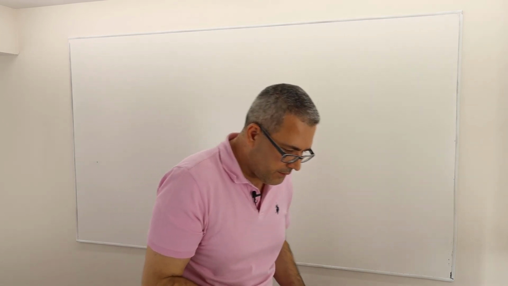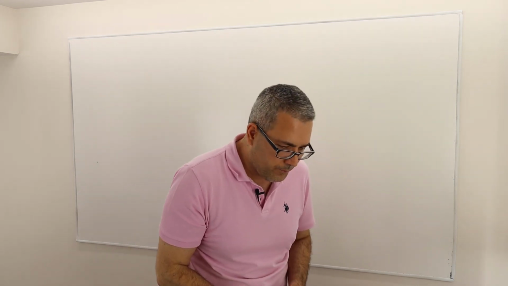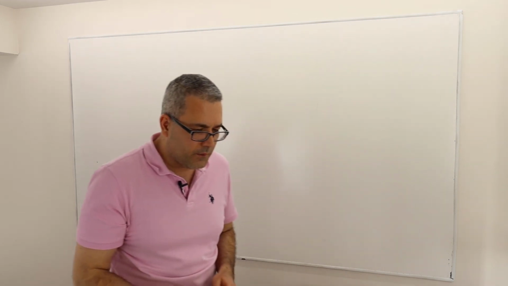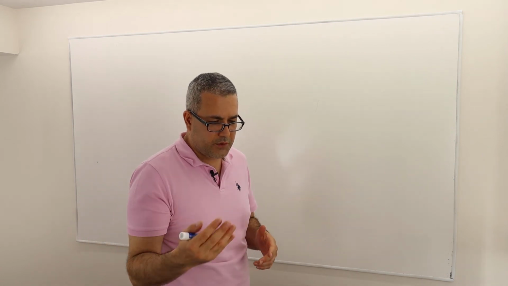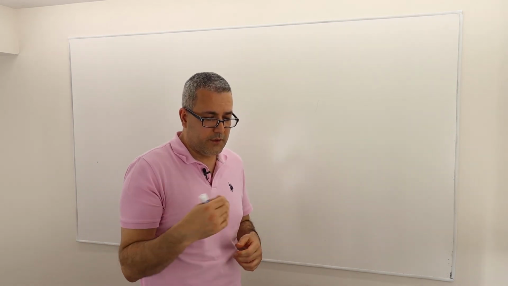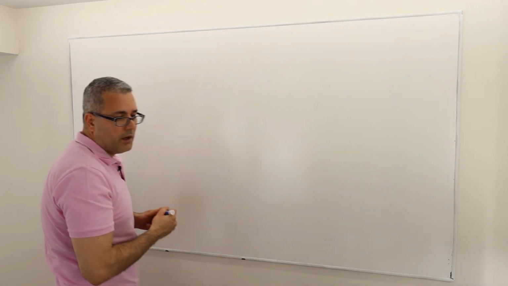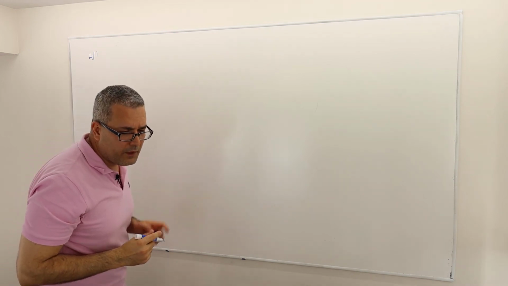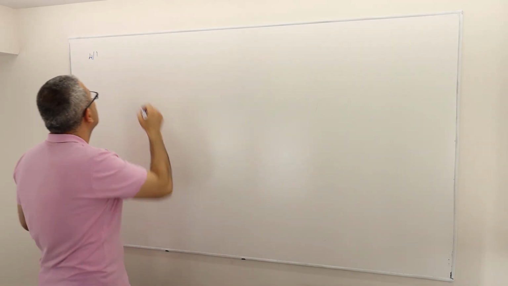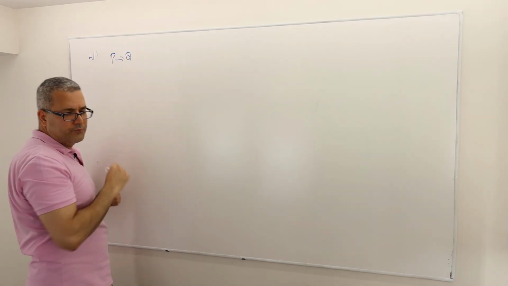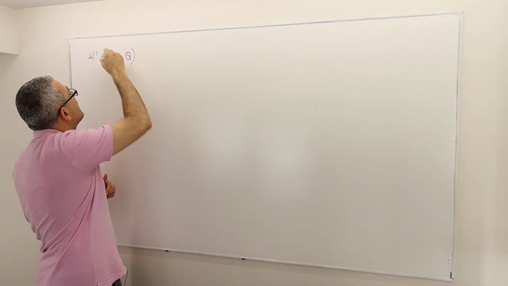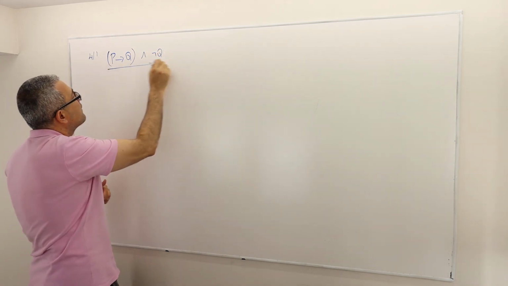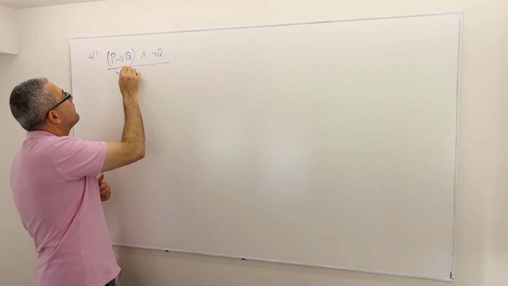Okay, so this is section 4, question 1. The question is, prove the following arguments are valid using a direct derivation. So I have just one premise: P implies Q and not Q. And then the conclusion, therefore, not P.